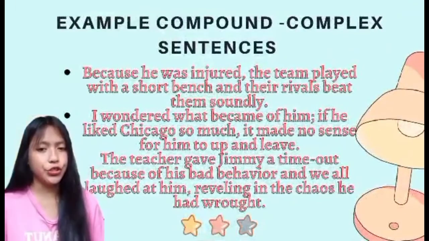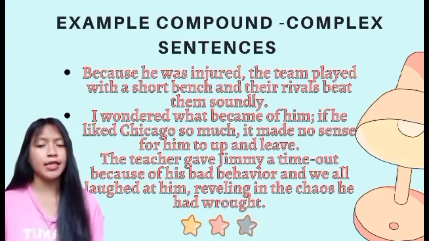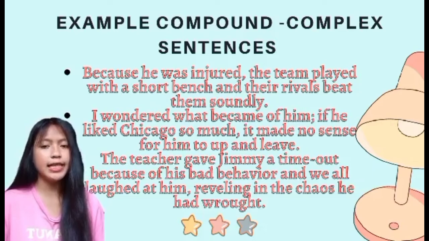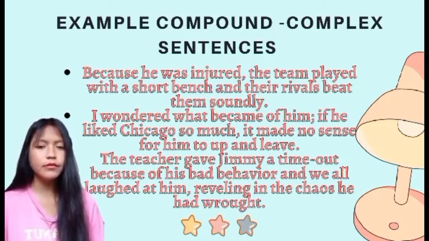Because he was injured, the team played with a short bench and their rivals beat them soundly. So, the words because he was injured is the dependent clause, while the team played with a short bench is the independent clause, and the word and here is the coordinating conjunction.